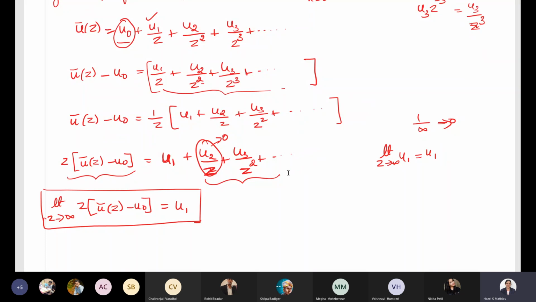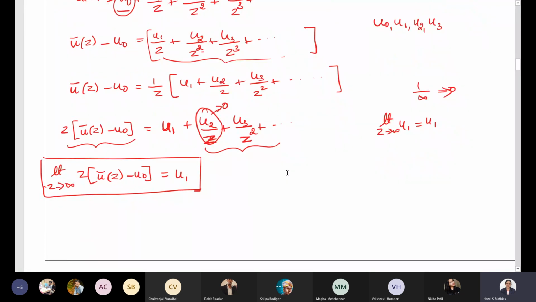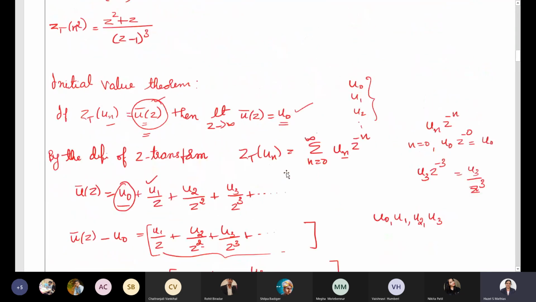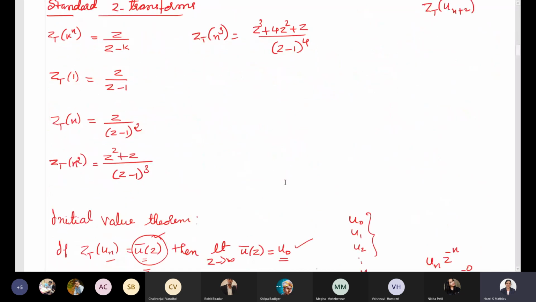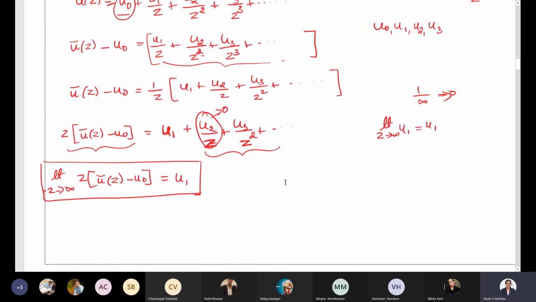Remember here, using the concept of initial and final value theorem, we will be asked to find these constants u naught, u1, u2, u3, etc. I'm just deriving how you get those u naught, u1, u2, u3, etc. You need not remember the steps. It's required to remember the formula. u1 means limit z tends to infinity, z into u bar of z minus u naught. Otherwise you need to remember this right and left shifting rule also. From this also you can find those constants u1, u0, u2, etc. So now we have got the expression for u1.